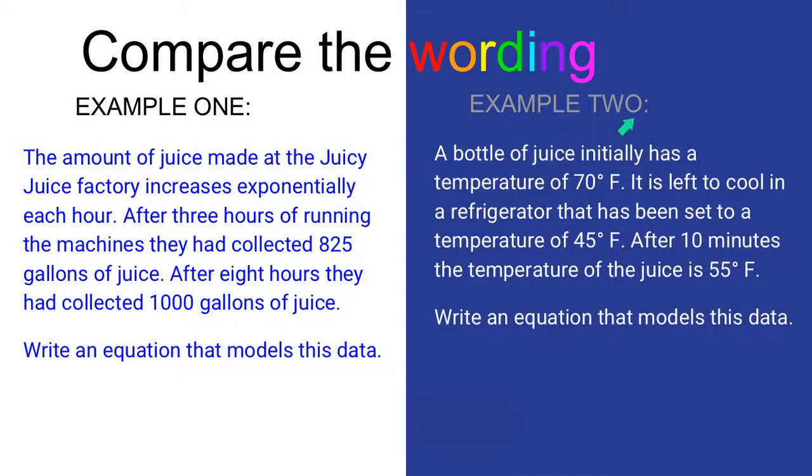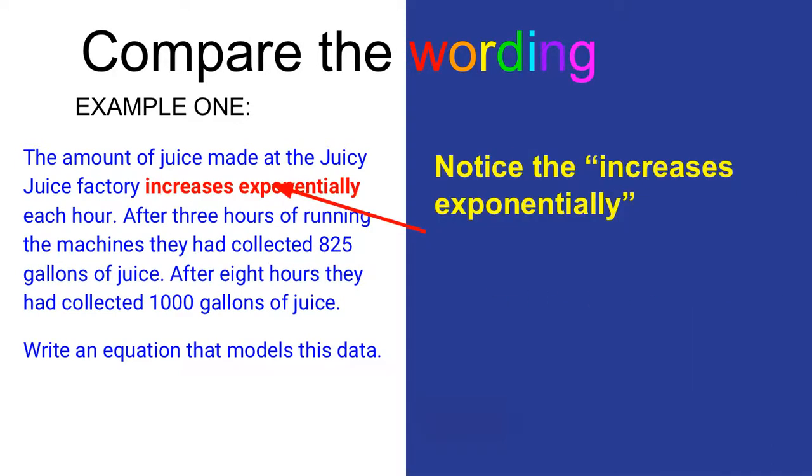Over here, example 2. A bottle of juice initially has a temperature of 70 degrees Fahrenheit. It is left to cool in a refrigerator that has been set to a temperature of 45 degrees Fahrenheit. After 10 minutes, the temperature of the juice is now 55 degrees Fahrenheit. Write an equation that models this data. Again, there are clues in here as well. So let's take a closer look.